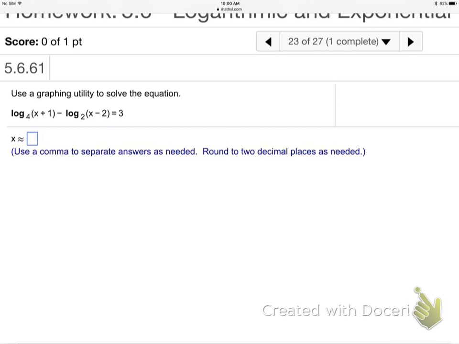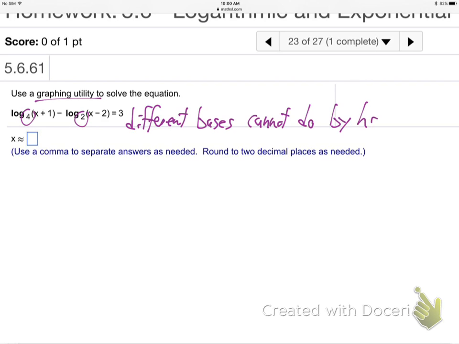Yeah, good eye. Why can't we just do this one the way I've been showing you, 2 logs, 1 log, no log? Why can't we just do that one by hand like we've been doing? Why do they suddenly want me to use my graphing utility? Because the bases are different. Different bases cannot be done by hand. Those 3 properties were for same bases. We can't handle different bases. So we just use our calculator.